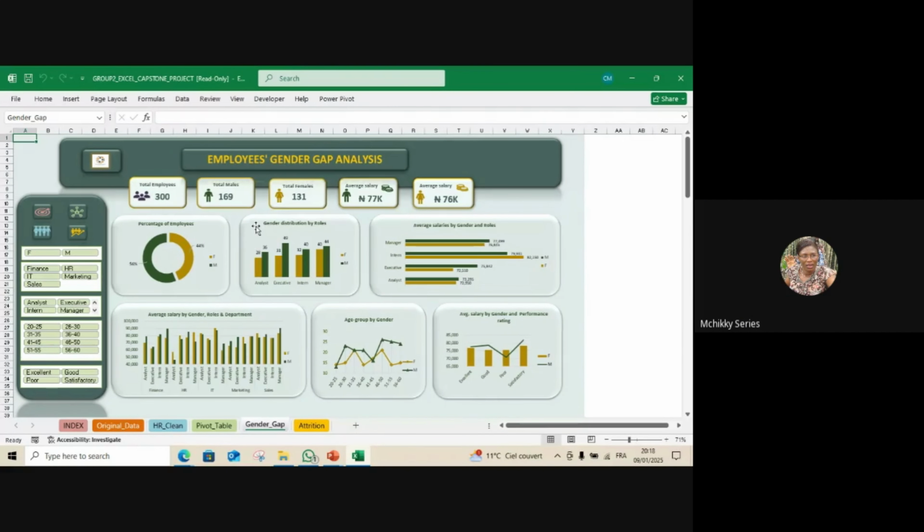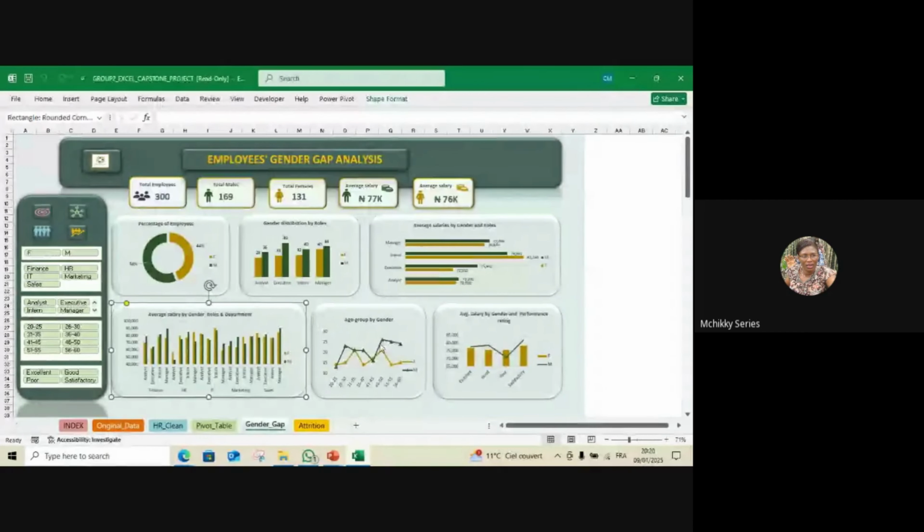Then we take it down to average salary by roles and departments. When you look across the departments, you see that for sales, the persons taking more salary are the males. For interns in the IT department, you have more females topping the charts for that department. Also, when you look at finance, for managerial role it is the male. They have more males in managerial positions than females.